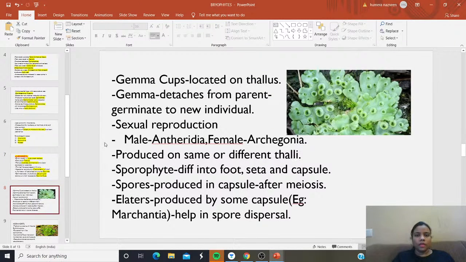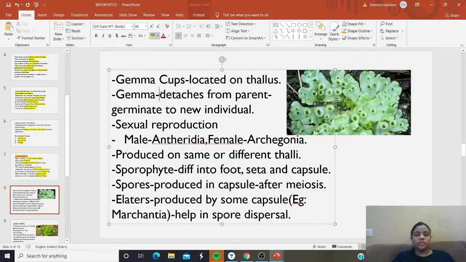Now where are these gemma cups located? The gemma cups are located on the thallus. And finally, the gemmae detach from the parent plant and germinate to form a new individual plant.